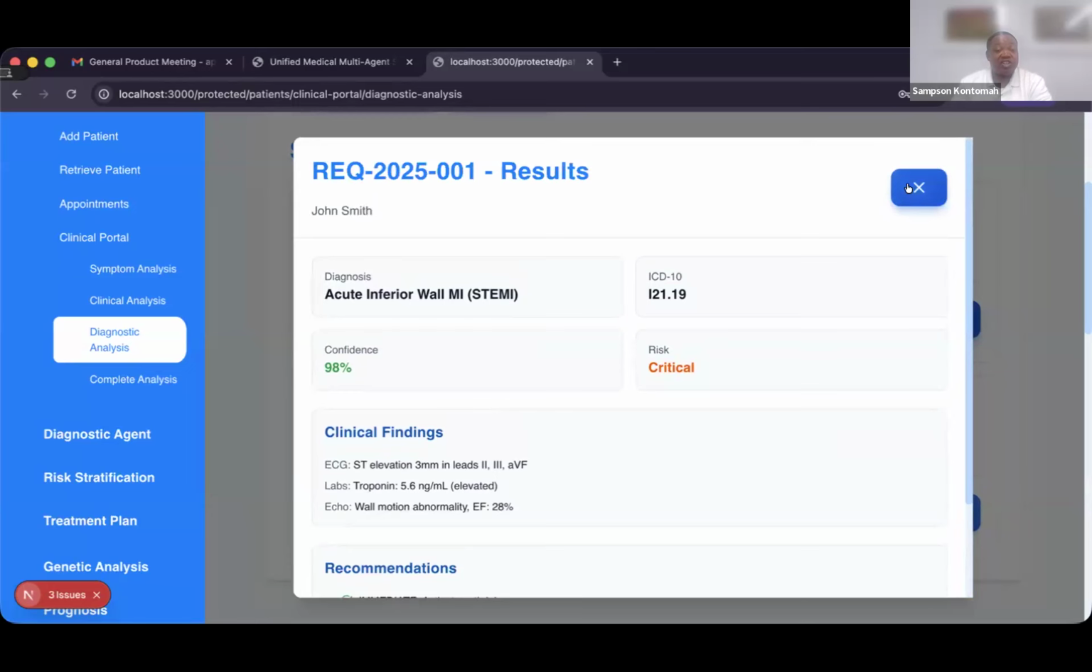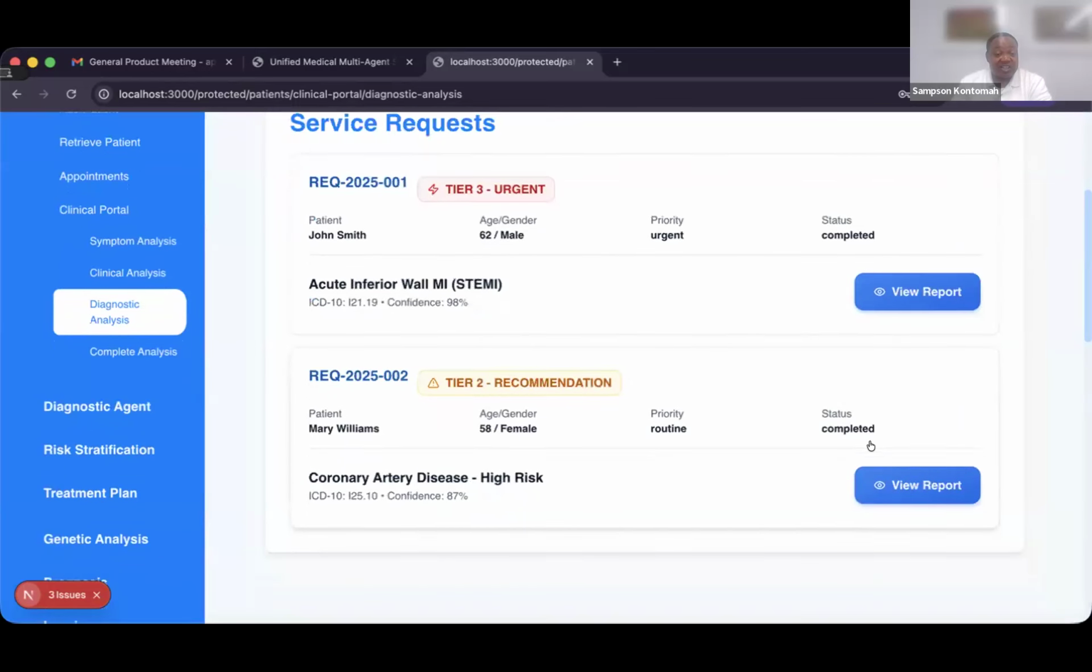Go back to the second case. The second case is a tier 2 recommendation. Based on the confidence level that we have for this, which is 87, this has to be reviewed by a clinician before any action can be taken. Unlike the first, tier 3 is urgent and autonomous. This is semi-autonomous. So go to the review tab.